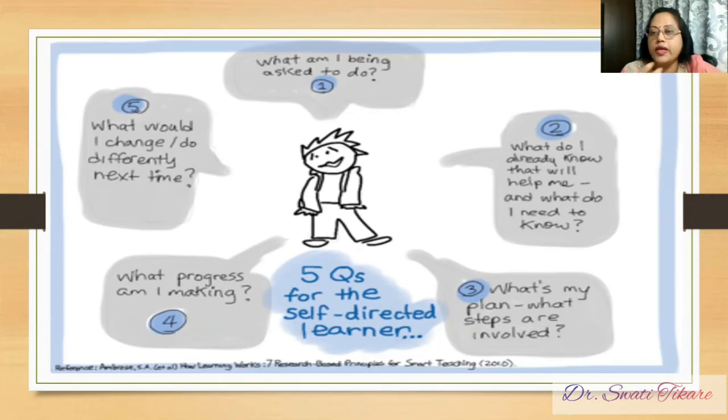What's my plan? Once I have decided what I need to know, what's my plan? How am I going to get involved? What are the steps involved in learning this? What are my strategies? Once you have started your plan, you start doing things, and in between you ask, what progress am I making? And after this, what would I change or do differently next time?